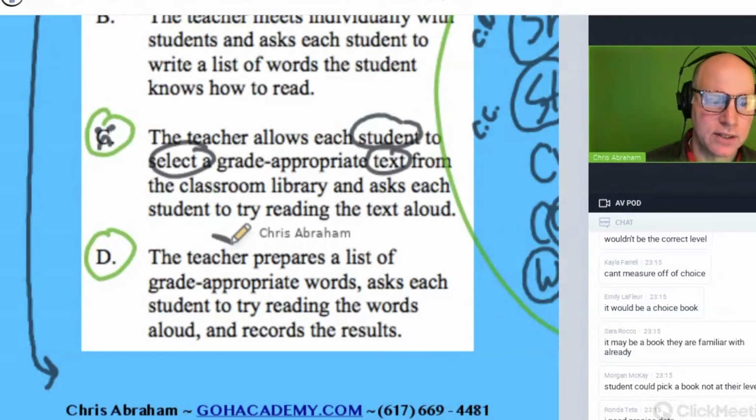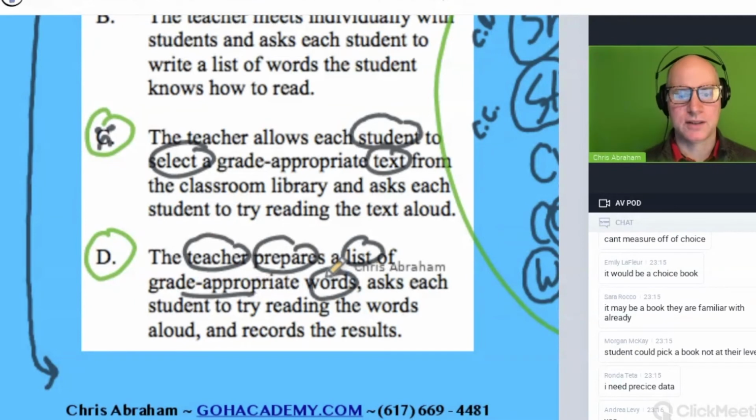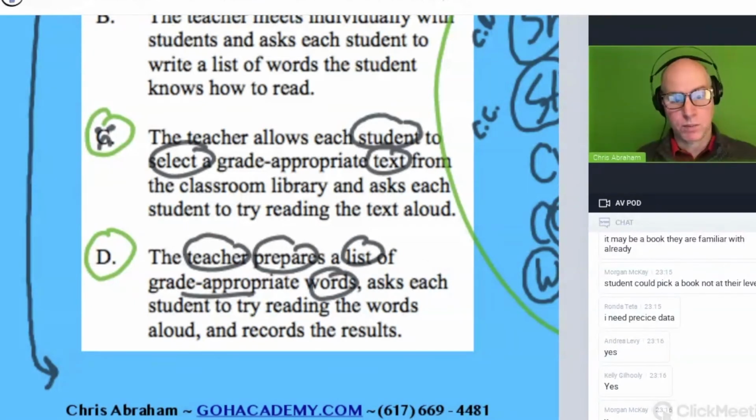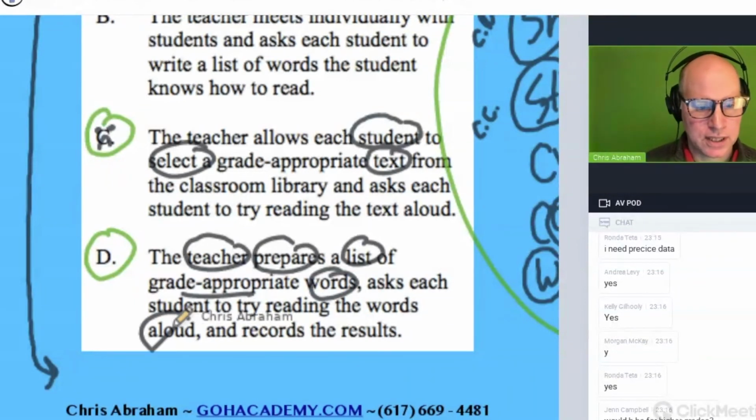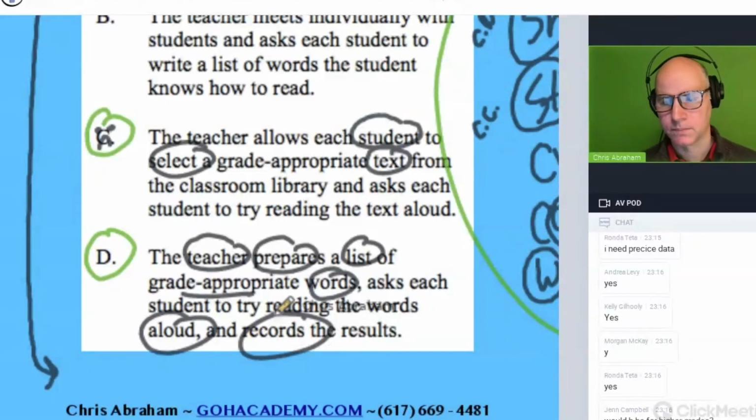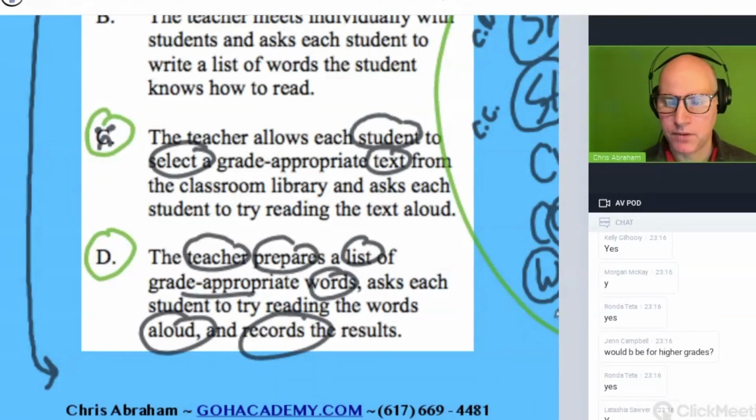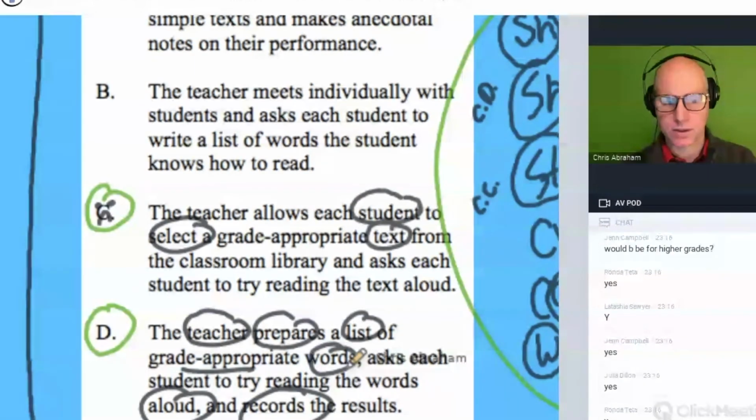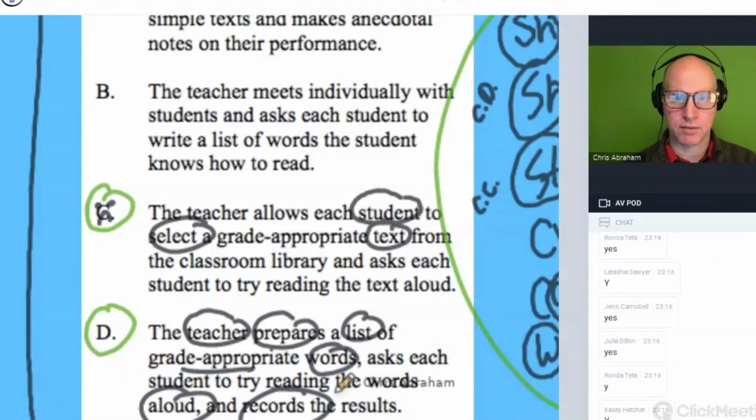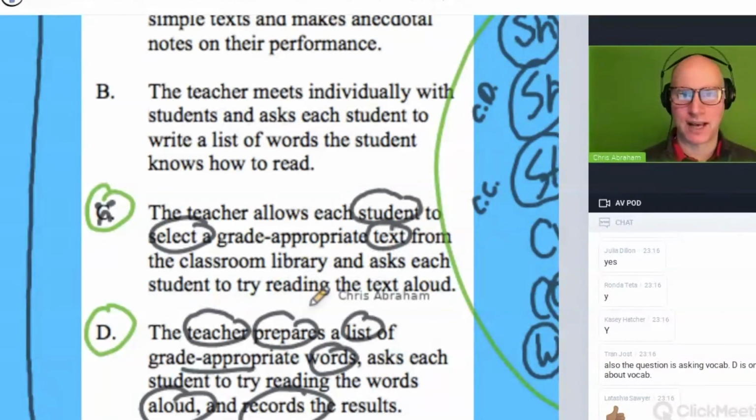Does this one make sense? Teacher prepares list of grade appropriate words and has the students read the words out loud and records the result. Doesn't that sound right? Would B be for higher grades? Does everyone see that D's right? D sounds the best. Teacher prepares list, grade appropriate words, and the student reads aloud and they record. Student selects text? Nah, that's a red flag, right?